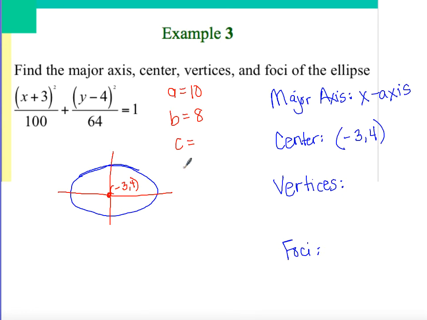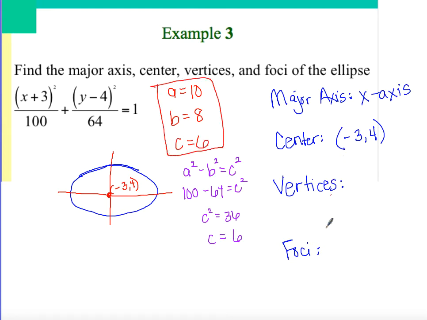We'll use that Pythagorean relationship to do that. A squared minus B squared equals C squared, so you've got 100 minus 64. C squared is going to be equal to 36. That makes your C value equal to 6. So we have all of the A, B, and C values we need. And now we're just going to make sure that our vertices and foci end up in the right spot. So let's get to doing that part.